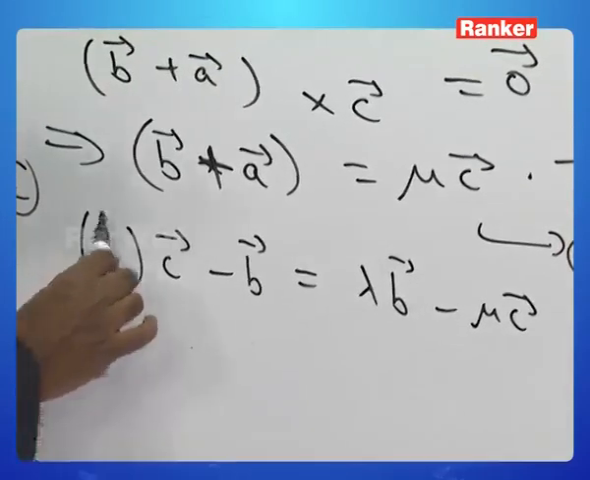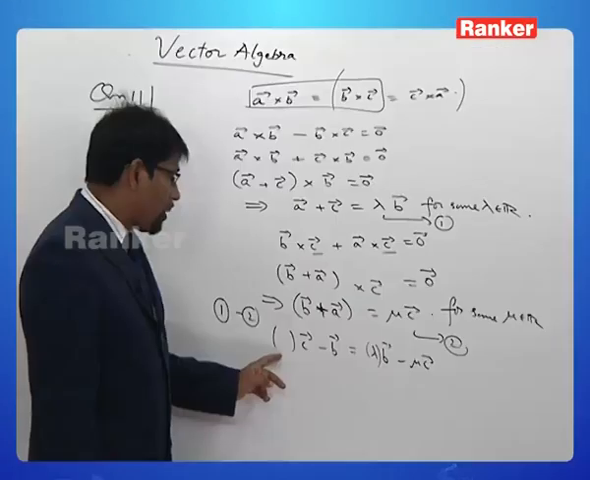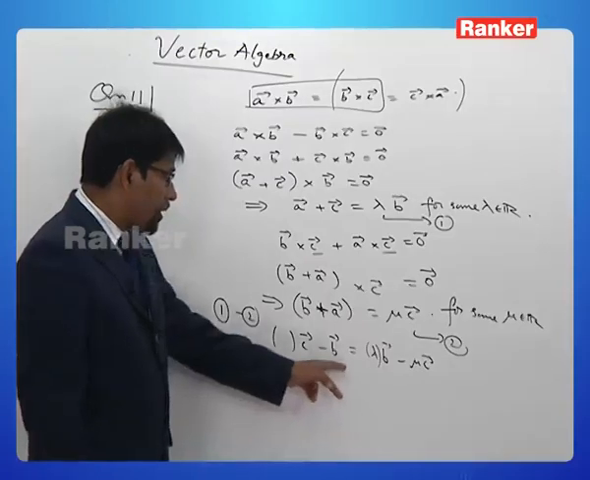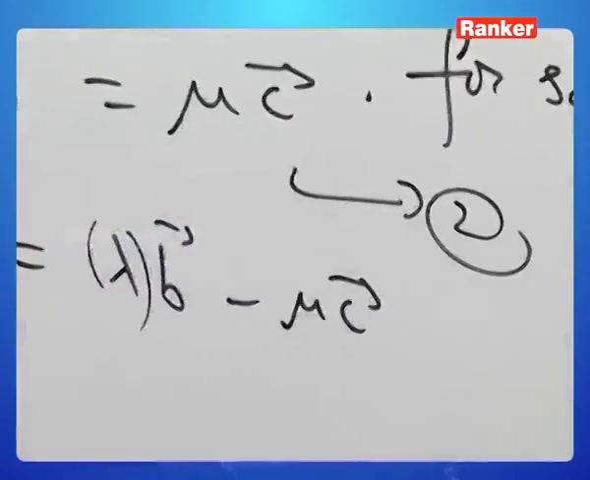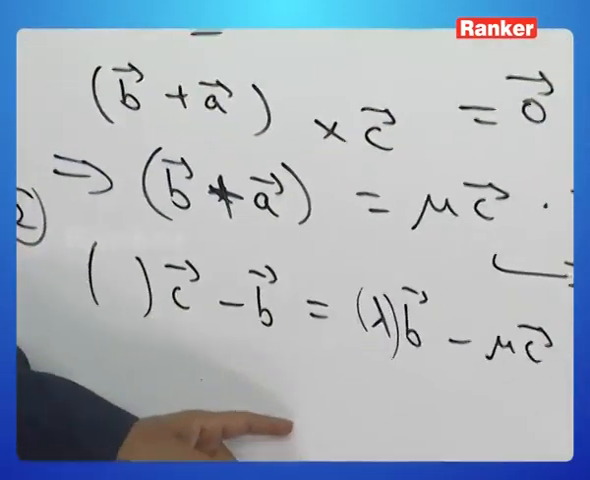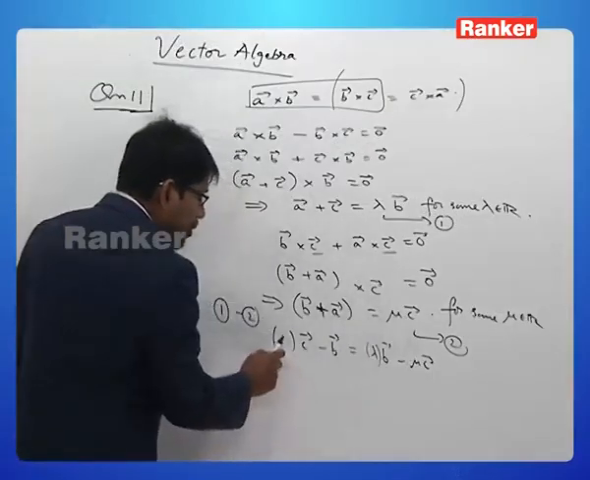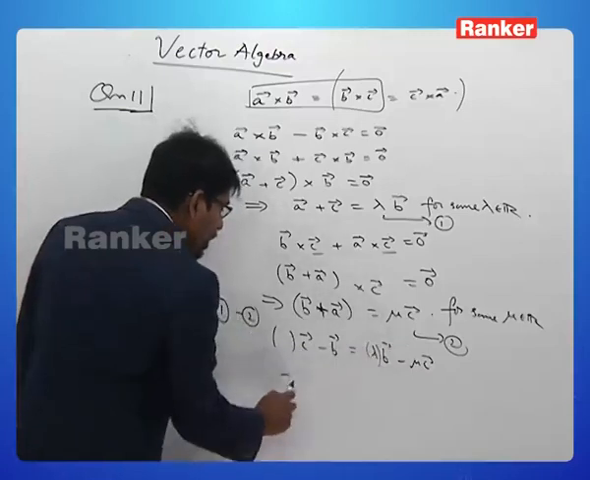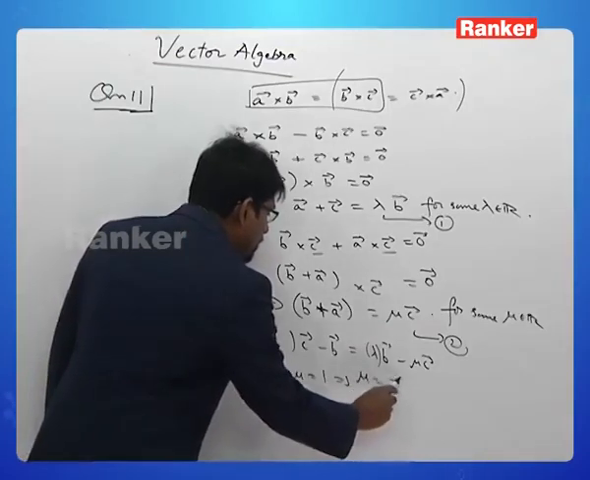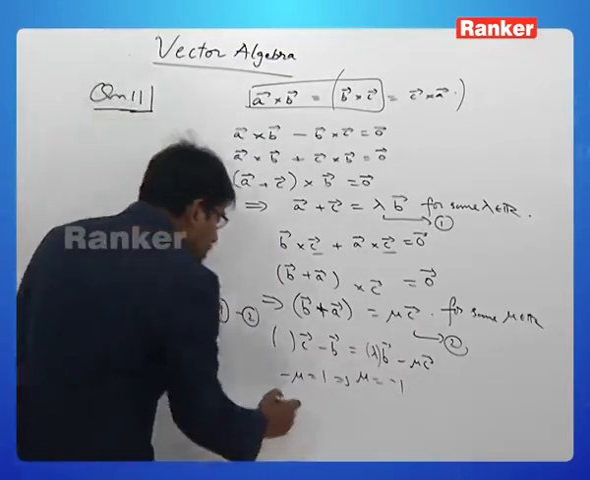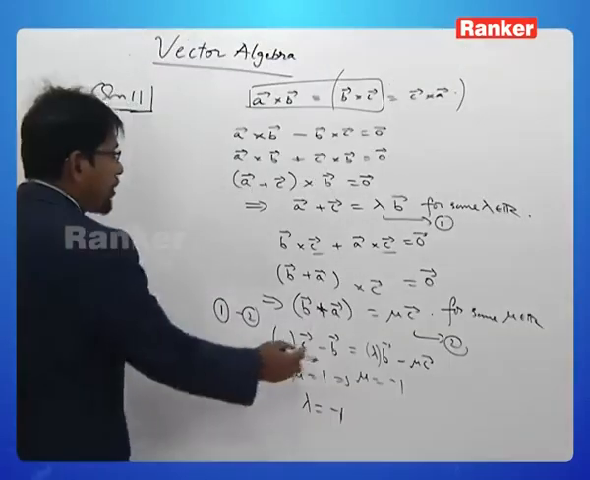So when you have two non-collinear vectors, what can you say? When you equate two linear combinations, this is a linear combination of b bar and c bar, and this is also a linear combination of b bar and c bar. b bar and c bar being non-collinear vectors, we can equate the like coefficients. So the coefficient of c bar is 1 minus mu here, so 1 minus mu has to be 1. This implies mu is equal to minus 1. Similarly, lambda is also equal to minus 1, equating the coefficient of b bar.